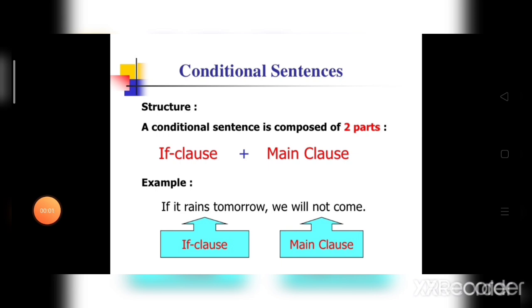Students, if you look here, this is the structure of a conditional sentence. A conditional sentence is composed of two parts, that is, if clause plus main clause. For example, if it rains tomorrow, we will not come. Here, if it rains is the if clause, children. We will not come is the main clause.